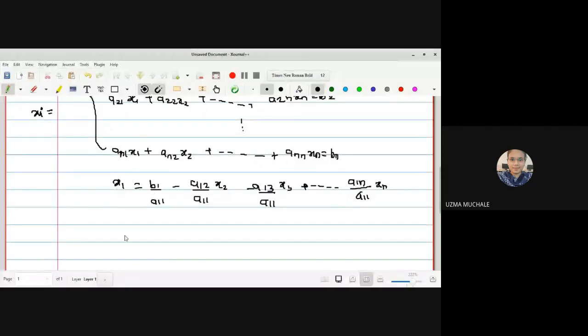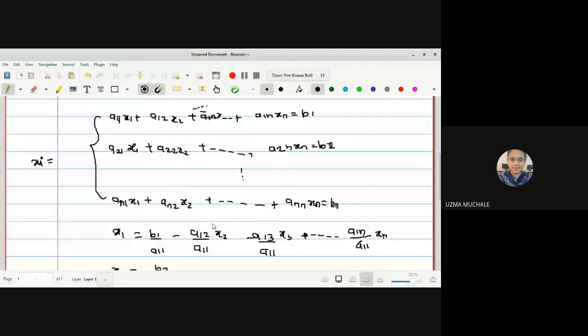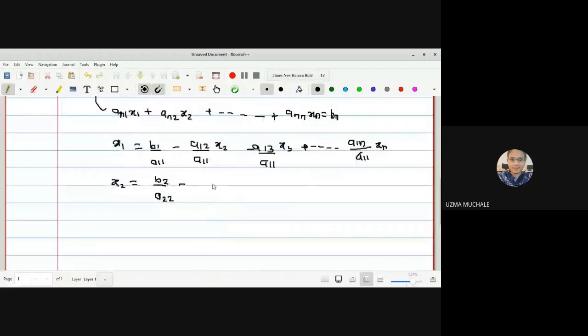In the very similar way we have to do for the x2 also. We have to divide by the coefficient of x2, that is a22, minus what is the next term here, this is a21 divided by a22, minus a23 divided by a22 x3 and so on. The last is a2n divided by a22 xn.